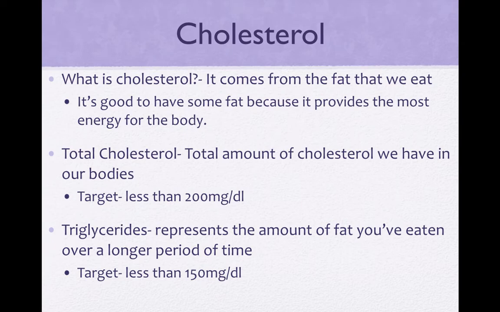So your total amount of cholesterol is just how much fat you have in your body. You want that to be under 200. Now your triglycerides represents the fat that you've eaten over a longer period of time, and your target for that is less than 150.